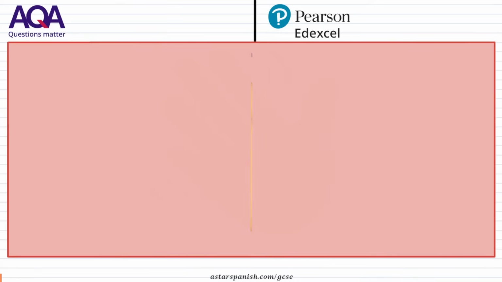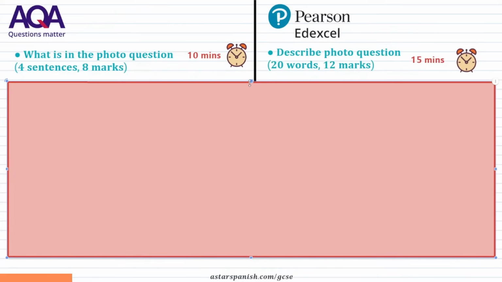Vamos! Let's talk about the layout of the paper for both AQA and Edexcel. Throughout the video, I will be using AQA questions. However, the general content of this video will also be applicable for Edexcel. So for AQA, question 1 is worth 8 marks, and you simply have to describe a photo in 4 short sentences. I would spend about 10 minutes on this question, and this includes time to proofread and plan, though for question 1, planning is not needed.